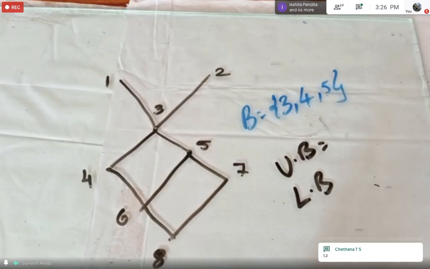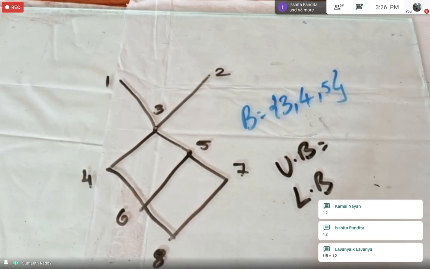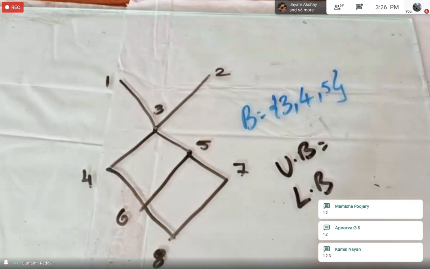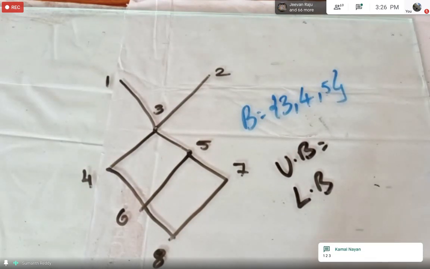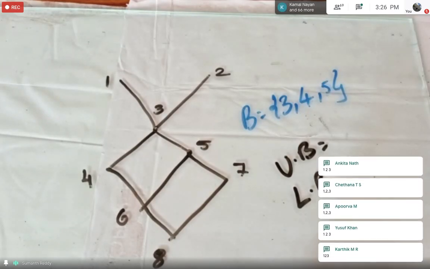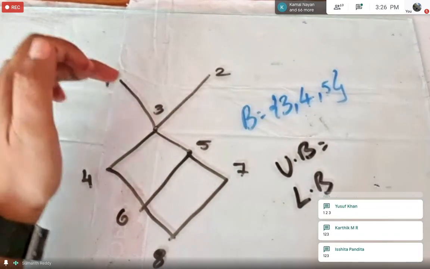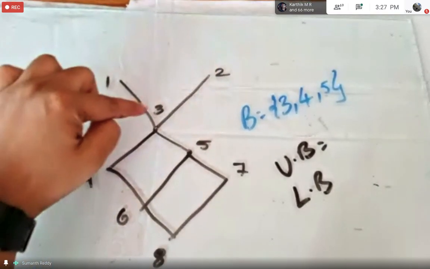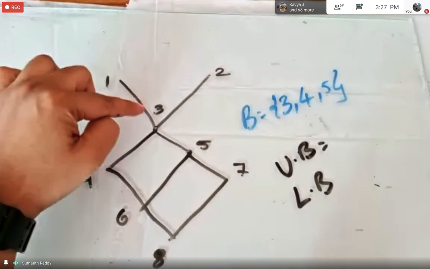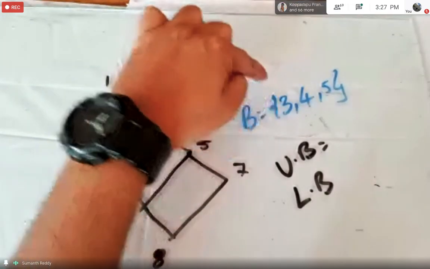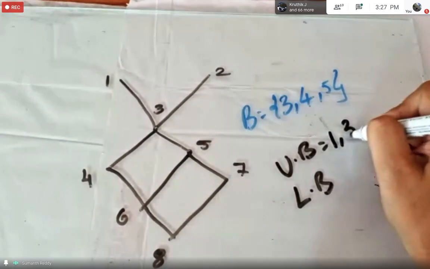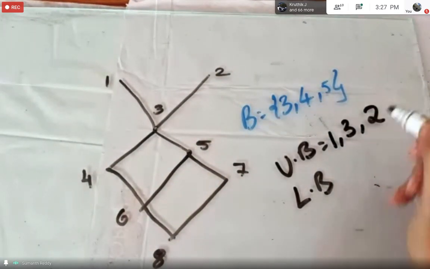Upper bound is 1, 2. Again, it's not a complete answer. Kamal 1, 2, Lavanya 1, 2. Yes, Kamal Narayan. Now it's correct. 1, 2, 3. Yes. See, actually, the elements that are related to 3, 4, and 5 are 1 and 2, easily you can tell, but you should not miss even 3. 3 is also upper bound element because it is related to itself. So 3 is covered and it is also related by 4 and 5. So based on this, the upper bound elements will be 1, 3, 2.